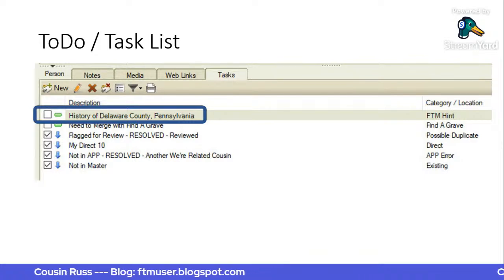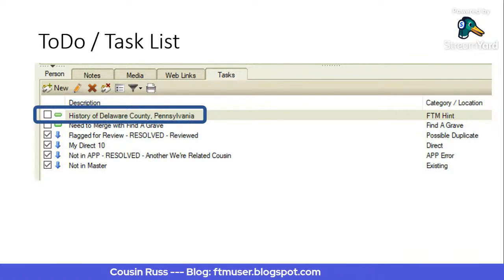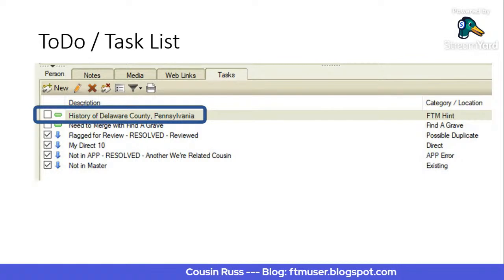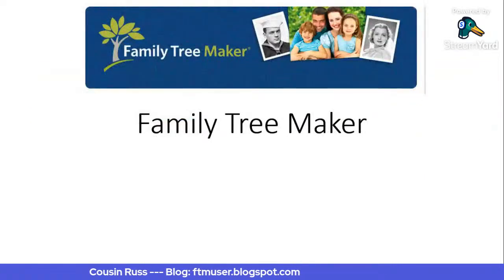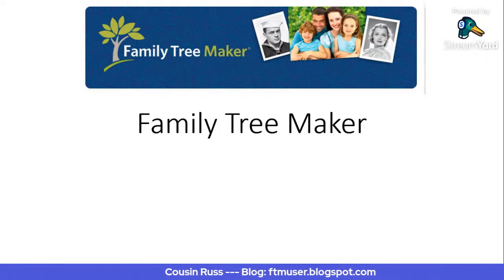This is an FTM hint. I had that hint that took me to the history of Delaware County, but I did not bring it into my database. And as I showed you, I didn't bring it in because I put it on the task list. So those are my rules for the people workspace, and how I demonstrated several of the rules that I have in the people workspace.